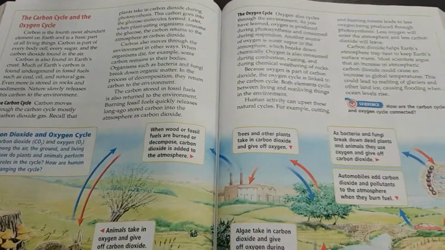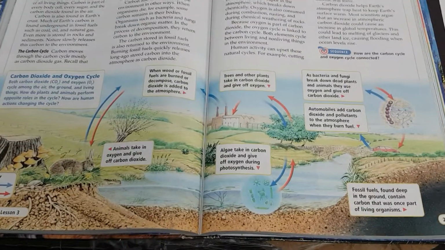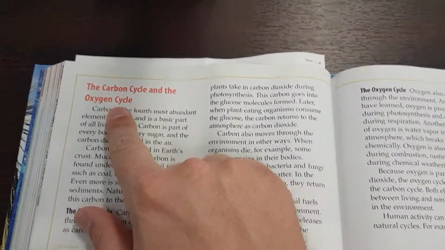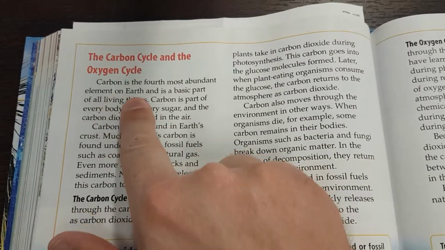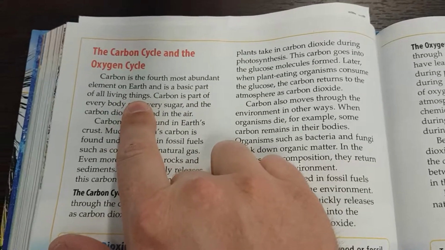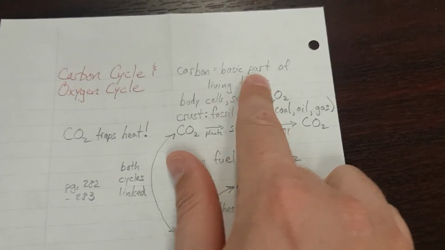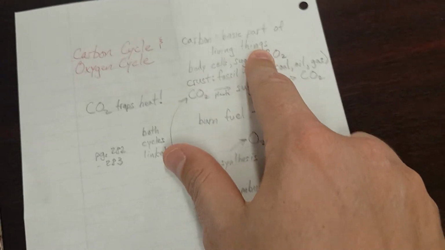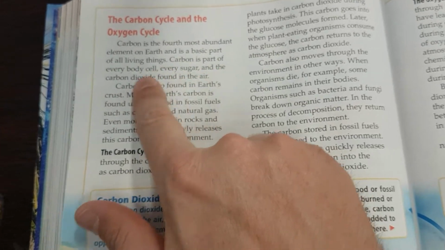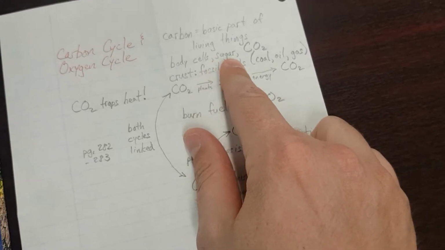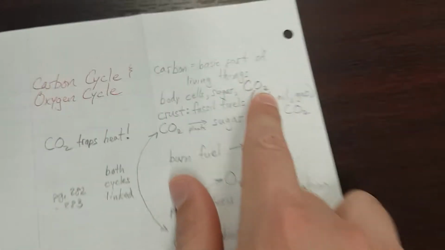Okay, flip it over, turn the page. The carbon cycle and oxygen cycle. Carbon is the fourth most abundant element on Earth and is a basic part of all living things. Carbon equals basic part of living things. Carbon is part of every body cell, every sugar, and the carbon dioxide found in the air. Body cells, sugar, CO2 for carbon dioxide.